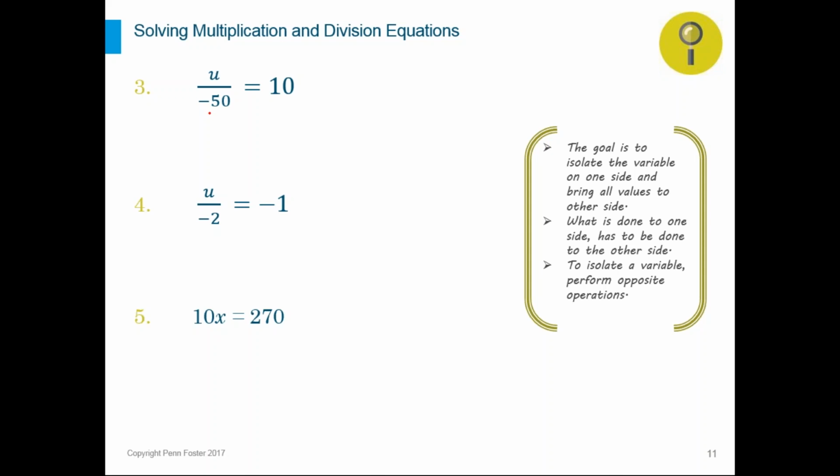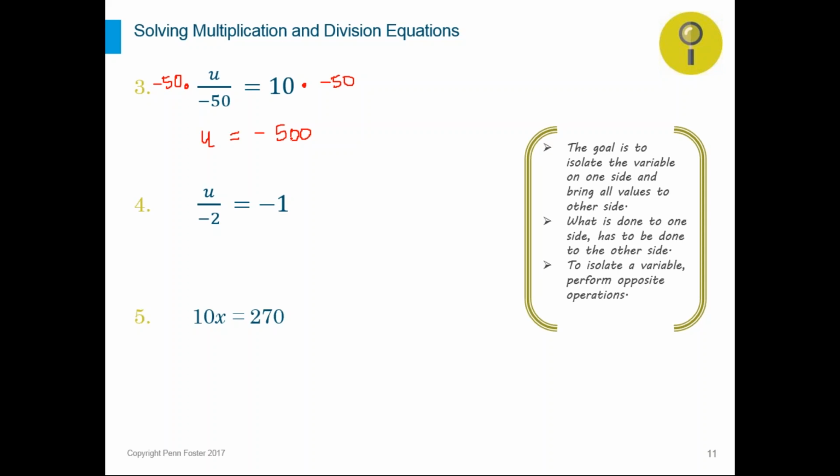So let's see how we would handle having a negative in the denominator here. The same rule: undo the division, so multiply times the denominator. Multiply times negative 50 and multiply times negative 50. Now, negative 50 over itself is just a 1, a positive 1. A negative over a negative is a positive. So we have a u on the left-hand side. Now we need to multiply 10 times negative 50. A positive times a negative will give you a negative answer, and it's going to be negative 500. And that is the value of u.